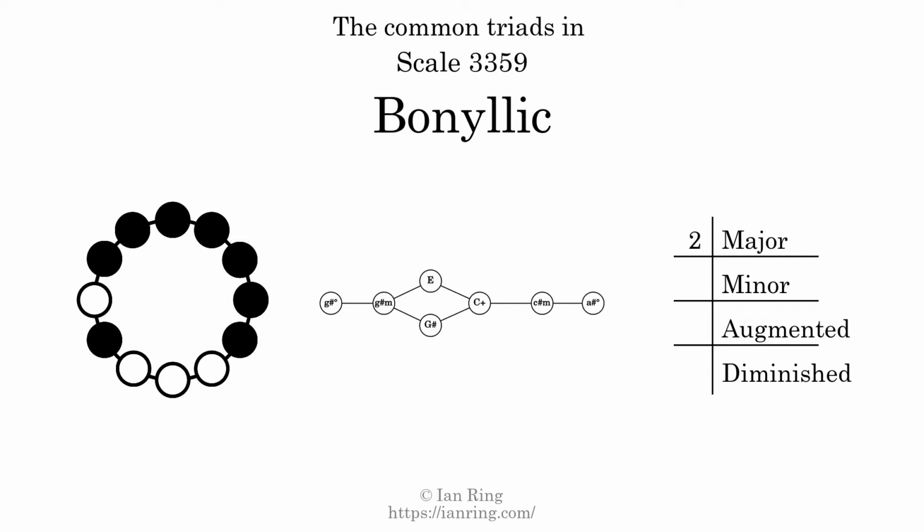There are 2 major triads. There are 2 minor triads. There is 1 augmented triad. There are 2 diminished triads. There is no Hamiltonian path through the graph that uses all the triads.